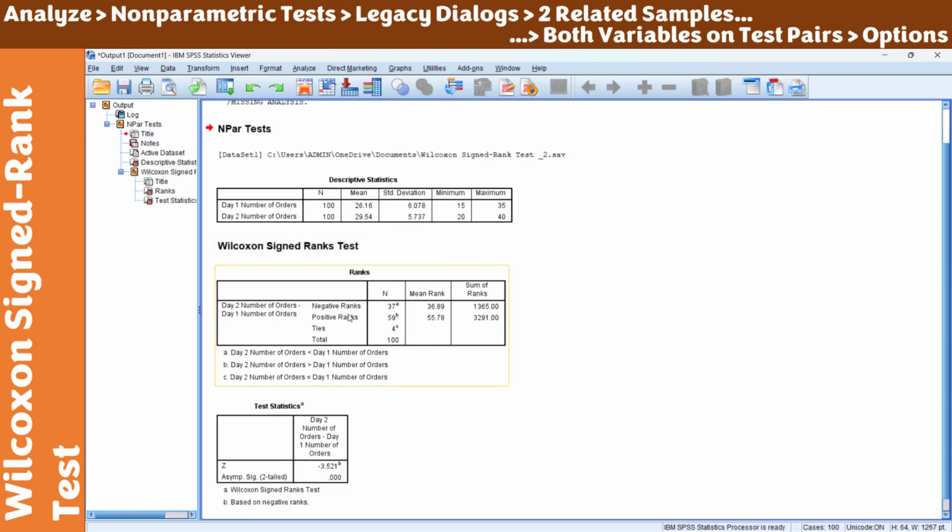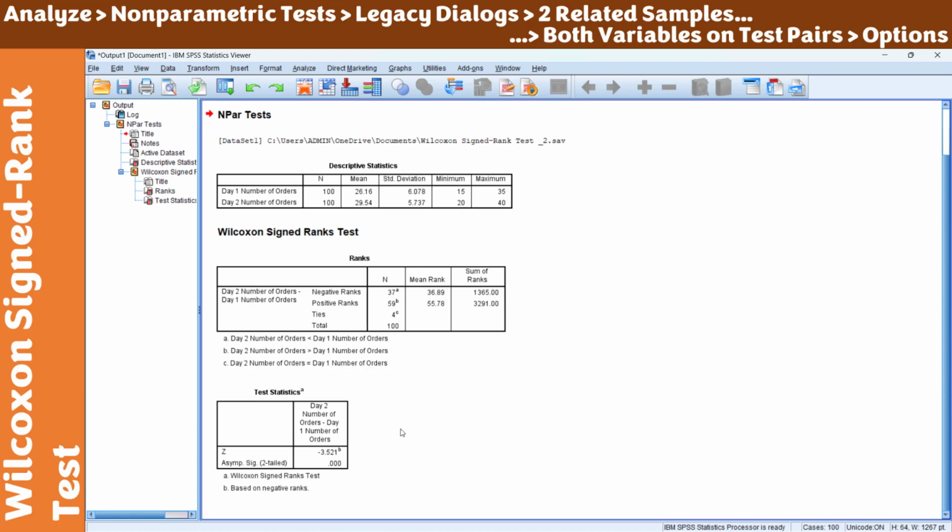And here comes the idea. The negative ranks would be the ranks of those negative differences. You have 37 of them. For positive, we have 59. You also have your explanation here. And you will have 4 ties for all 100. So these are the additional ranks for your Wilcoxon Signed-Rank Test.